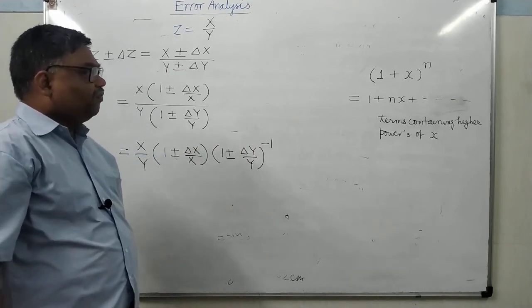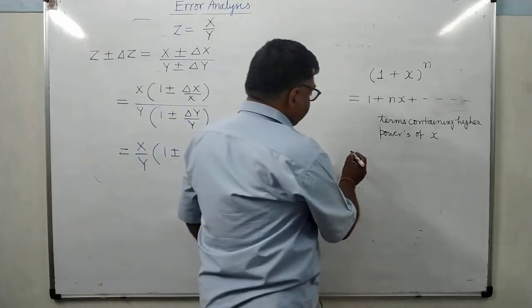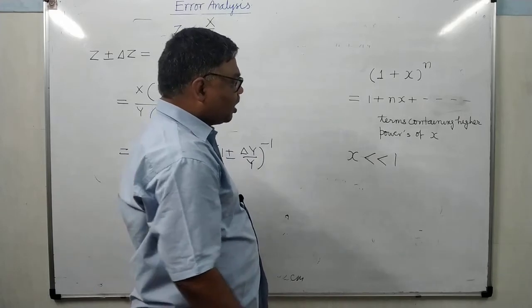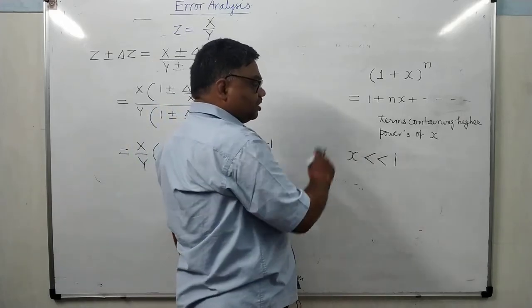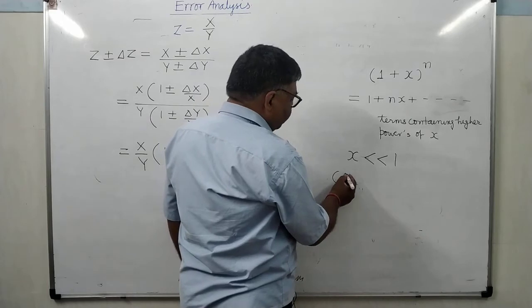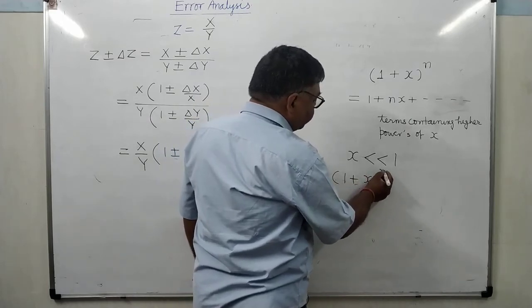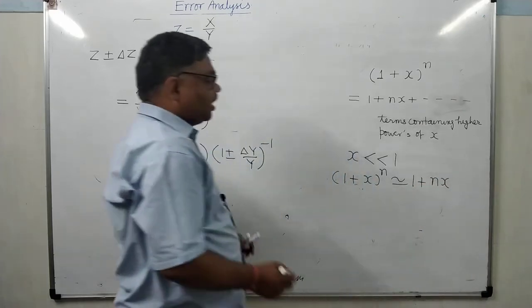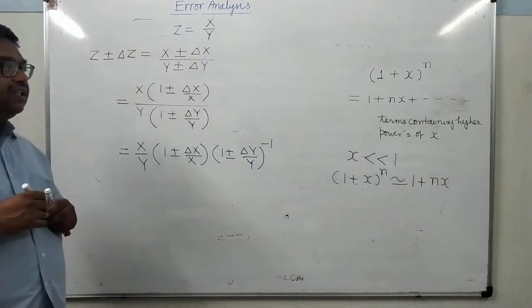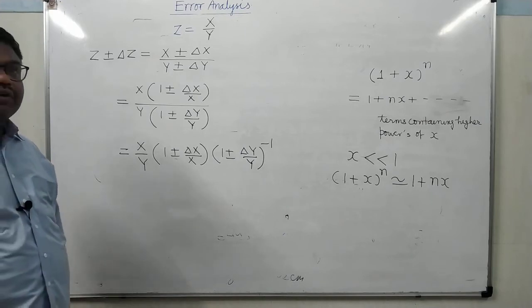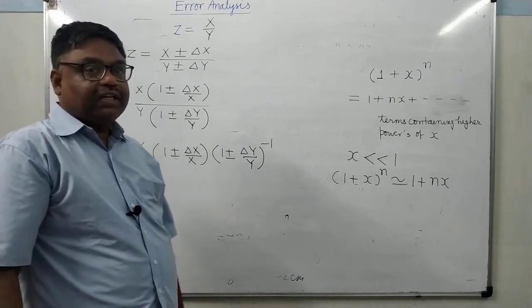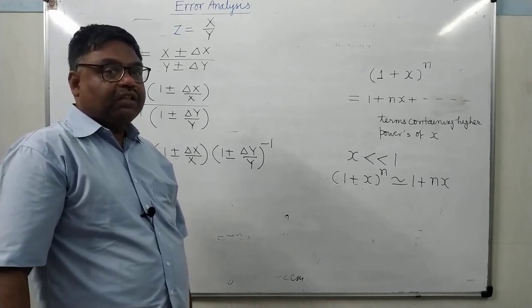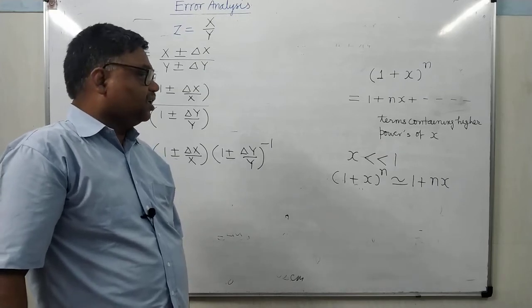Now see here, if x is very small, there is an approximation. If x is much smaller than 1, then we write this relation only up to two terms, and its approximate value will be 1 plus nx. Why do we neglect the terms containing higher powers of x? Why do we neglect the terms of x square, x cube, x to the power 4? What is the reason behind that? So you can see here.